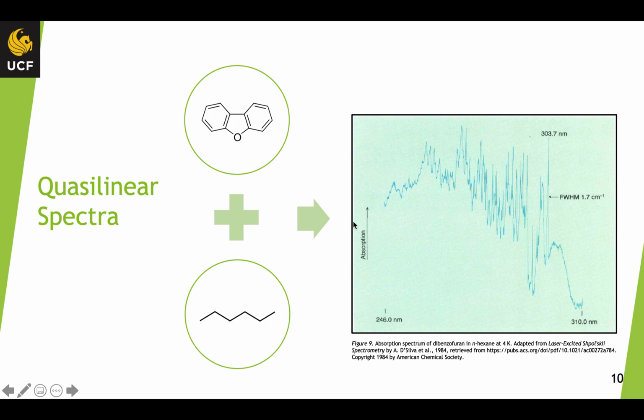Here's just an example of dibenzofuran in hexane at 4K. This is the absorption spectrum. And as we can see here, the spectra is very quasi-linear or line-like with these very sharp bands, which serve as a fingerprint for that specific PAH.